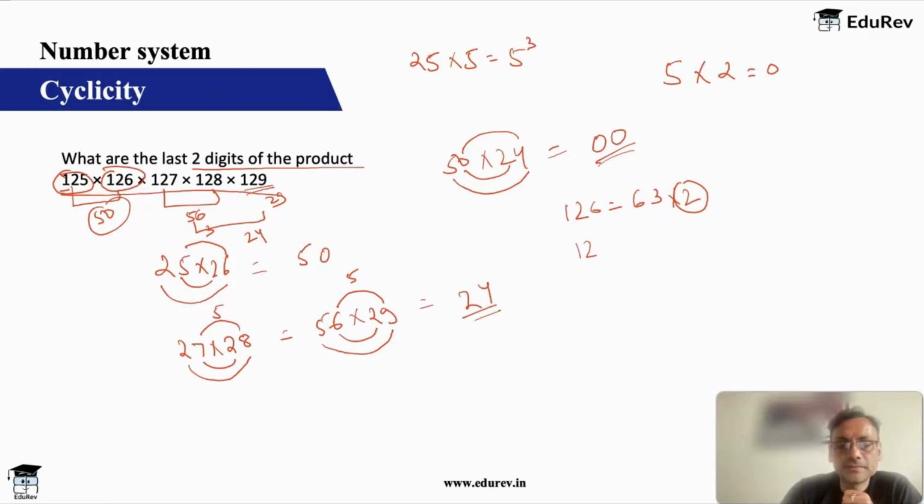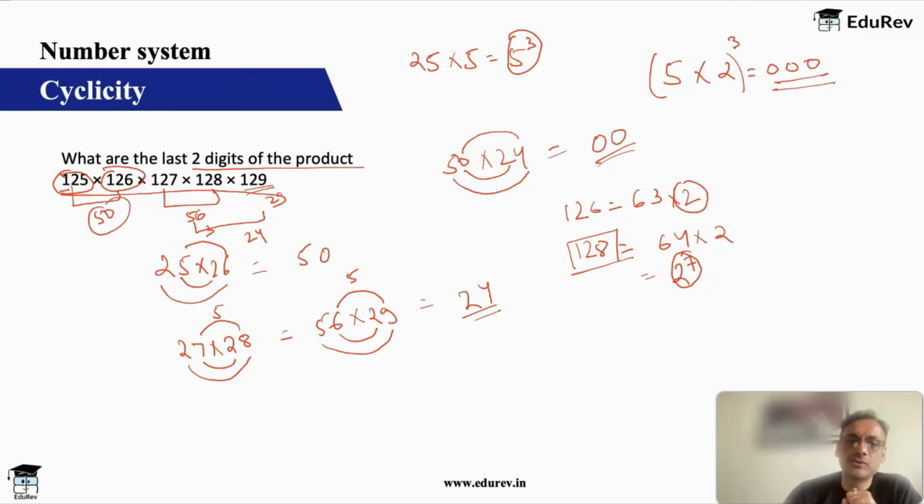But 128 is 64 into 2. And 128 actually is a whole treasure of 2s because 128 is 2 to the power 7. So it has so many 2's. Okay, so 2 is not in short supply. 5 is in short supply, but 5 also has 3 times, no other 5. So actually I can make 3 pairs of 5 and 2. That means last 3 digits are going to be 0 for this number.